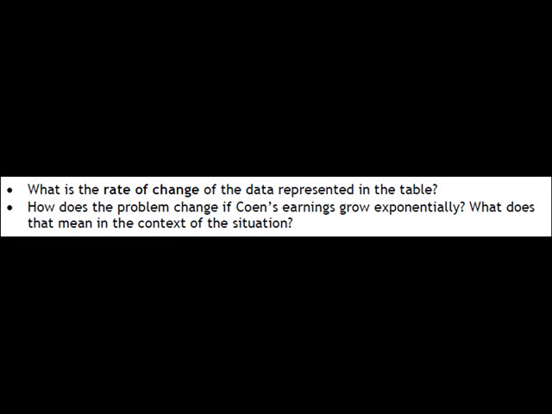Here's the two questions I want to ask you. What is the rate of change of the data represented in the table? And second question, how does the problem change if Cohen's earnings grow exponentially? What does this mean in the context of the situation?